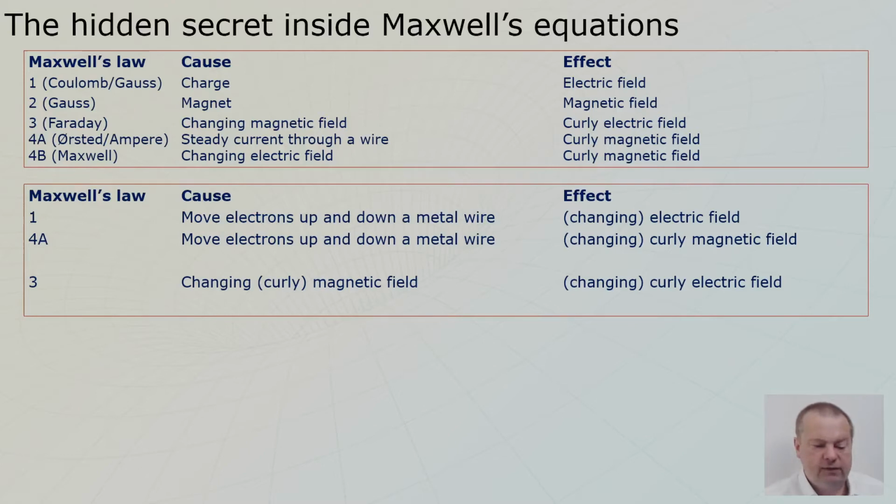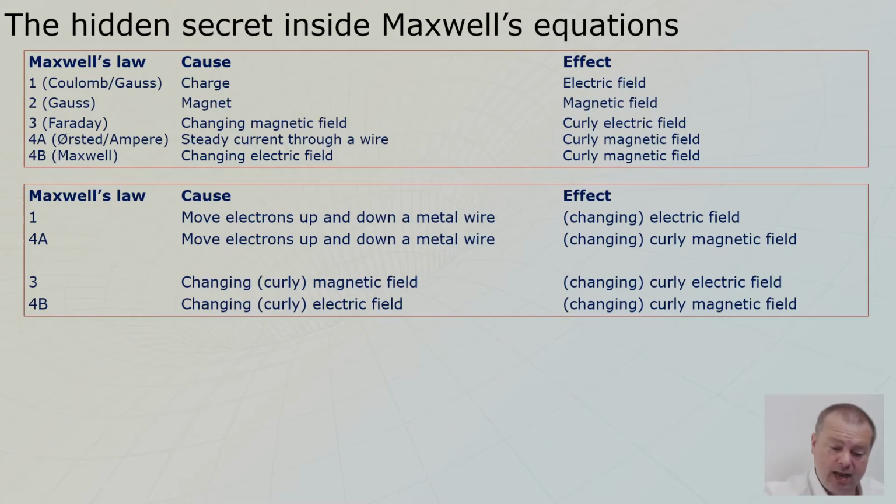Law number 3 tells us, if we have a curly magnetic field because of 4a, so the second effect now goes into the cause of the third line, we get a curly electric field in response. And that effect can be a cause, and that cause is a curly magnetic field. So here you see cause and effect.